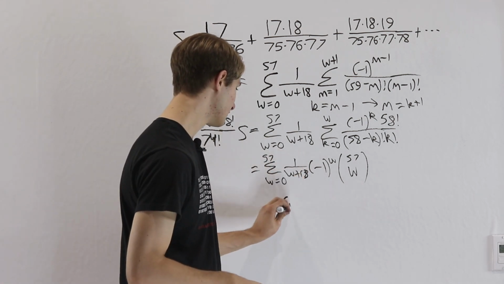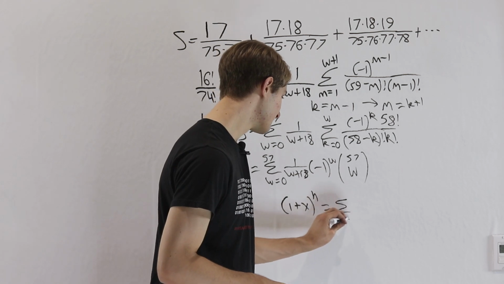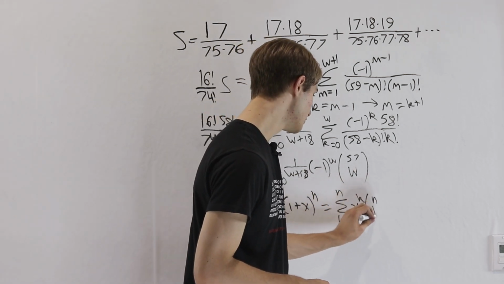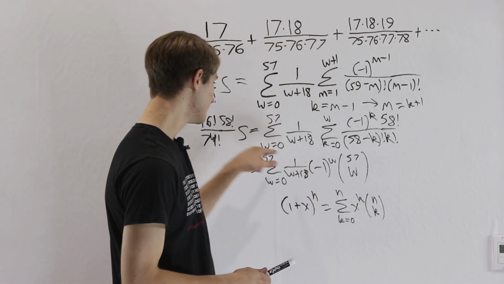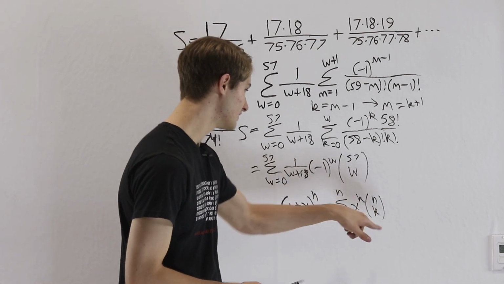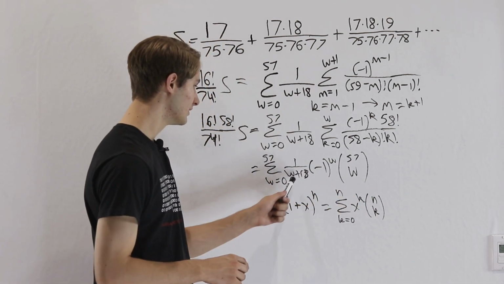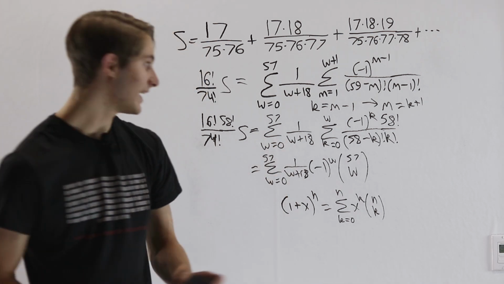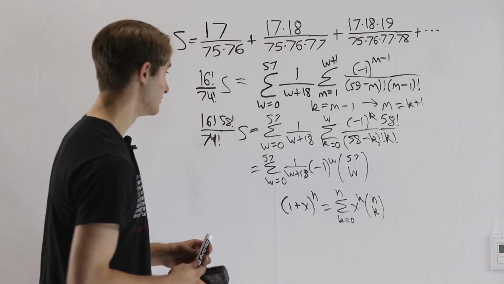So for example, if we have 1 plus x to the power of n, that equals the sum from k equals 0 to n of x to the k times n choose k. So if we plugged in 57, well, then we would have 57 on top here, and then 57 choose k. So that all looks good. But we're missing this 1 over w plus 18. So we need to have some way to add that into our summation. And here's what we're going to do in order to do that.